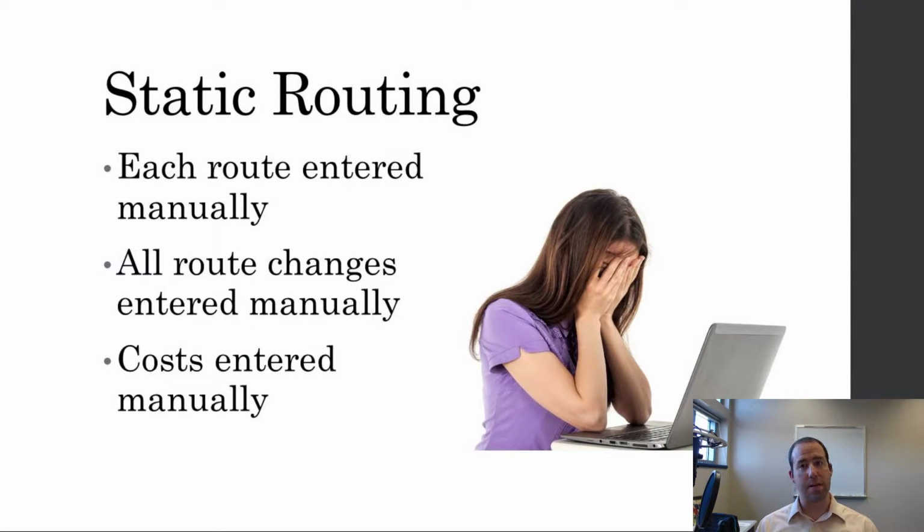One way that you could set up those routing tables is called static routing. In static routing, each route is entered manually. Each time your network changes, you have to enter those routes manually. And the metrics or the costs are entered manually.